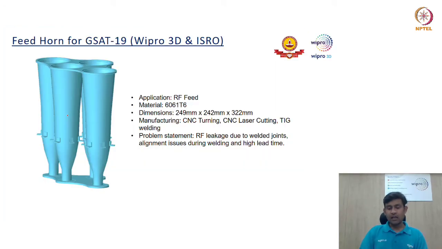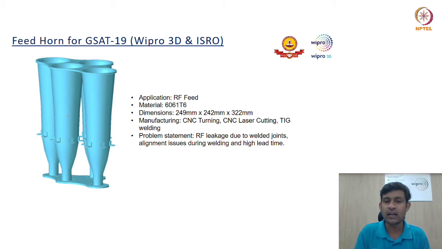So moving forward, we understood the application. Now we need to understand the conventional way of manufacturing the component so that we are able to understand the pain points that we are going to solve through design for additive manufacturing. This component was earlier being made in aluminium 6061 alloy, and it was heat treated via the T6 heat treatment method. The dimensions are actually very large when we talk about additive manufacturing. Earlier, the component was manufactured through CNC turning, laser cutting, and TIG welding.